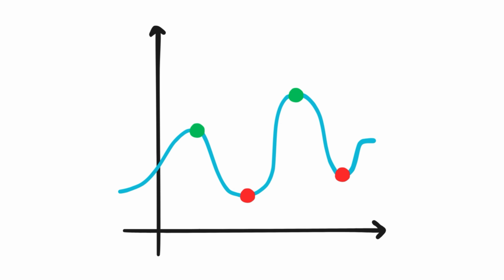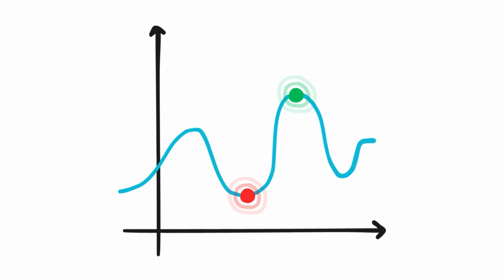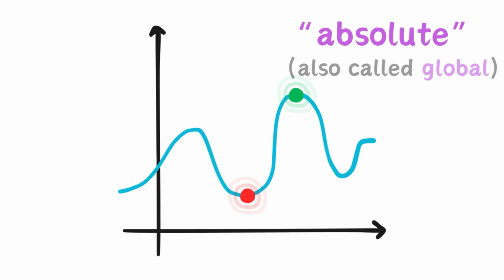There can be many extrema on a function, many maxima and many minima. We call these local extrema because, considering what's going on around them, they are the highest or lowest point. But how do we find the most extreme of the extreme? The highest maximum or the lowest minimum? These are called absolute extrema or global extrema.